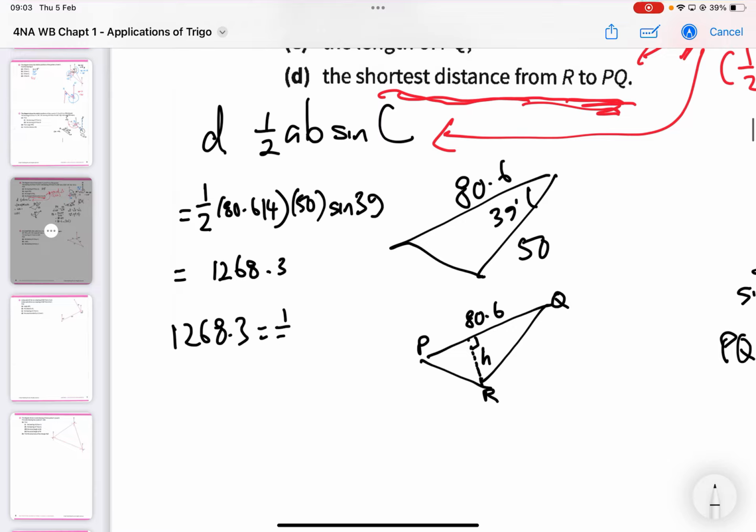It is also the same as half times base times height. Half times base times height will give me the area. Then just now I found the same triangle, the area is 1268.3. So I can form this equation. If I form this equation, I solve for h, I know the shortest distance already. So how do I solve? 80.614, sorry, to be more exact.